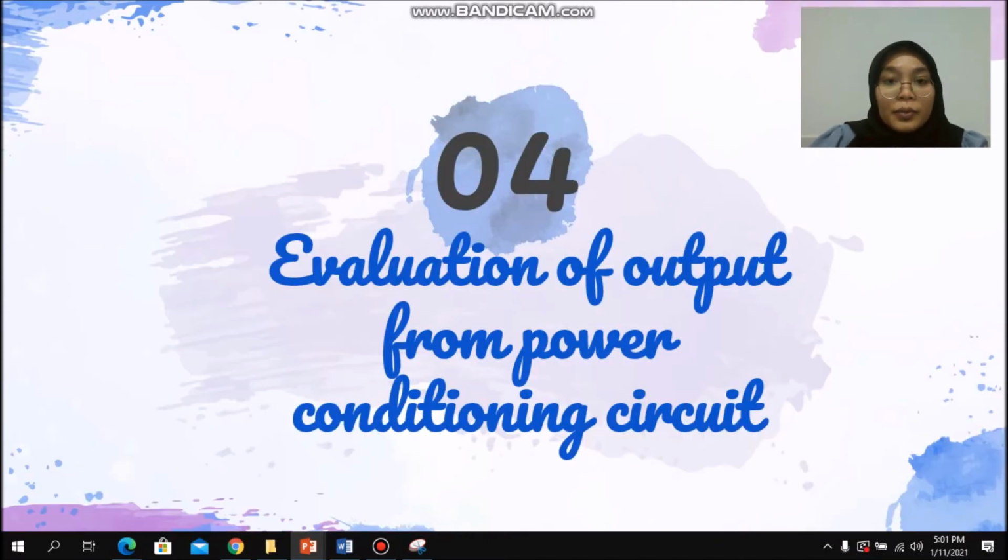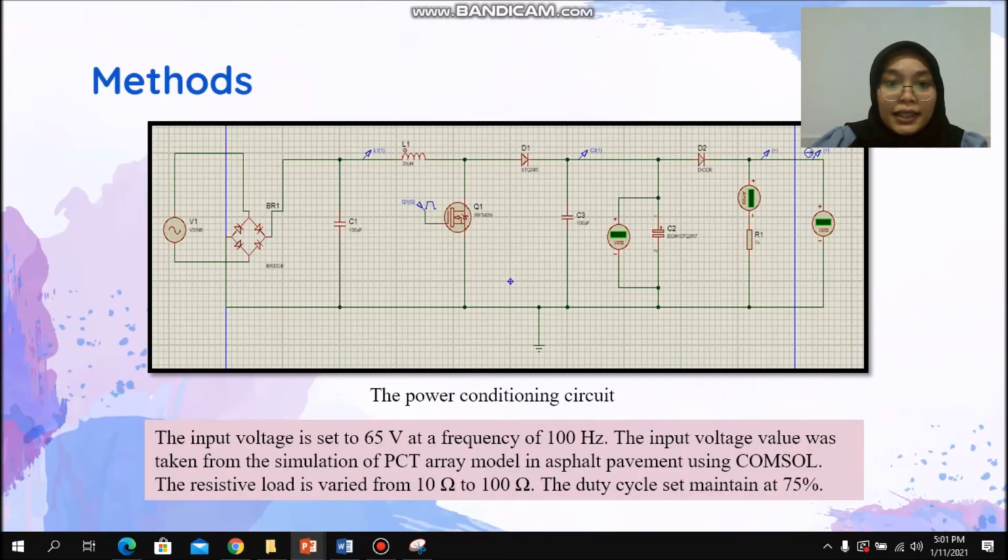Okay, so now we proceed to the evaluation of output from the power conditioning circuit. So this is the designed power conditioning circuit. The input voltage is set to 65 volt at a frequency of 100 Hz. The input voltage value was taken from the simulation of the PCT array model in asphalt pavement using COMSOL. The resistive load is varied from 10 ohm to 100 ohm. The duty cycle is maintained at 75%.